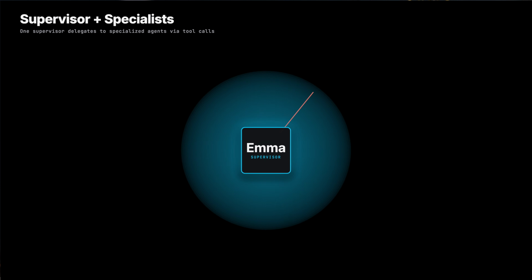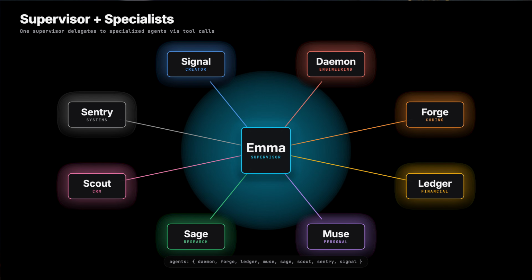Now, let's dive into the supervisor pattern. So first, what is the supervisor pattern? This is a pattern where instead of having one monolithic agent, you build out a team of agents with one supervisor at the top who manages them. That's how Emma works. She acts as a chief of staff who has her own set of tools, but also a team that she can delegate out to.